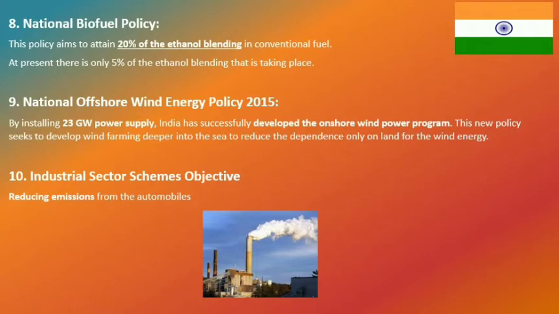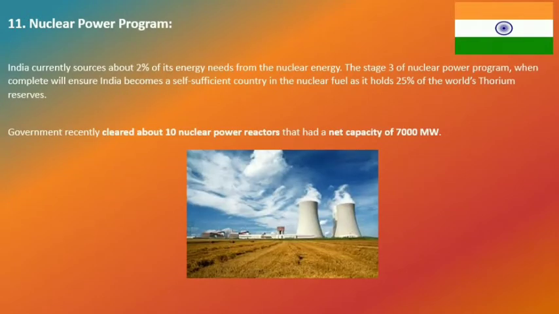Nuclear is also a very good way to reduce greenhouse gases, because right now India sources about 2% of its energy need from nuclear energy, and stage 3 of the nuclear power program, when completed, will ensure India becomes a self-sufficient country in nuclear fuel, as it holds 25% of the world's thorium reserve. So government recently cleared about 10 nuclear power reactors that had a net capacity of 7,000 megawatt.